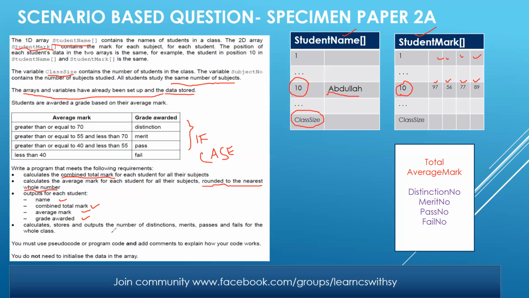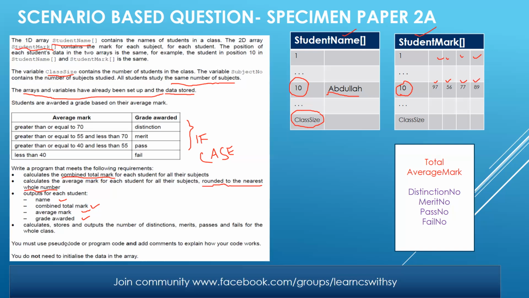You must use pseudocode or program code and add comments to explain how your code works. See, here they are giving you a hint that you have to write down the comments. Do not forget that definitely your code becomes more meaningful, more user-friendly. And if anyone is well-versed with any of the programming languages, then you are allowed to write the program code also. I mean, up to you. You're okay with pseudocode, perfect. But if some student has good know-how, good grip on any of the programming languages, then it's perfectly okay that he uses the program code.